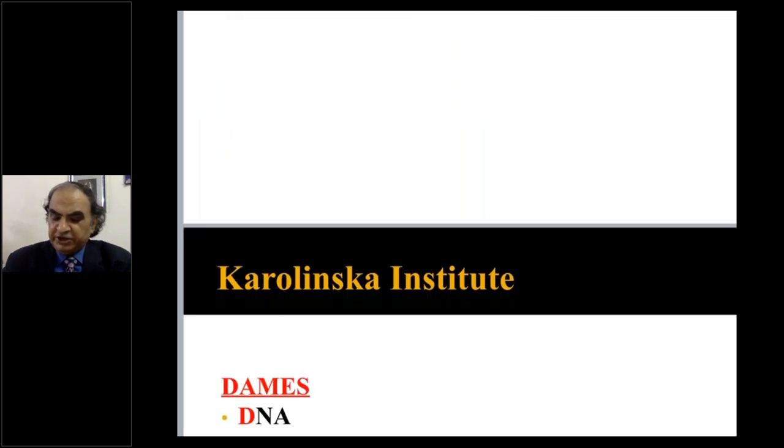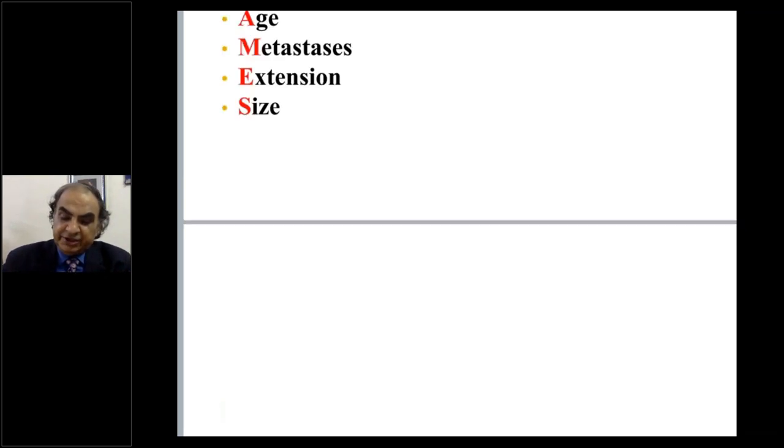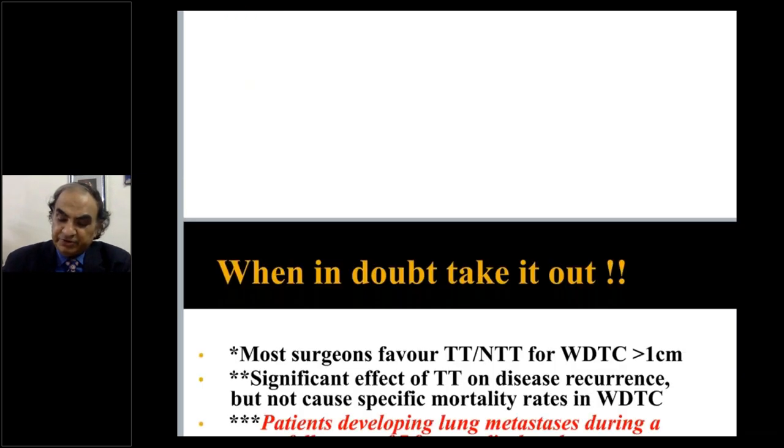Way back, Karolinska Institute had this DAMES criteria, where they took DNA ploidy at that time. Now this is a part of our quadruple test these days. So it was found to be very useful, I mean, it was a great idea even at that point, but not easily available, and we can't do it all the time. Gene paneling can be expensive, and therefore not a routine test. So the rest is age, metastasis, extension, and size. So that fits into the criteria as we understood.